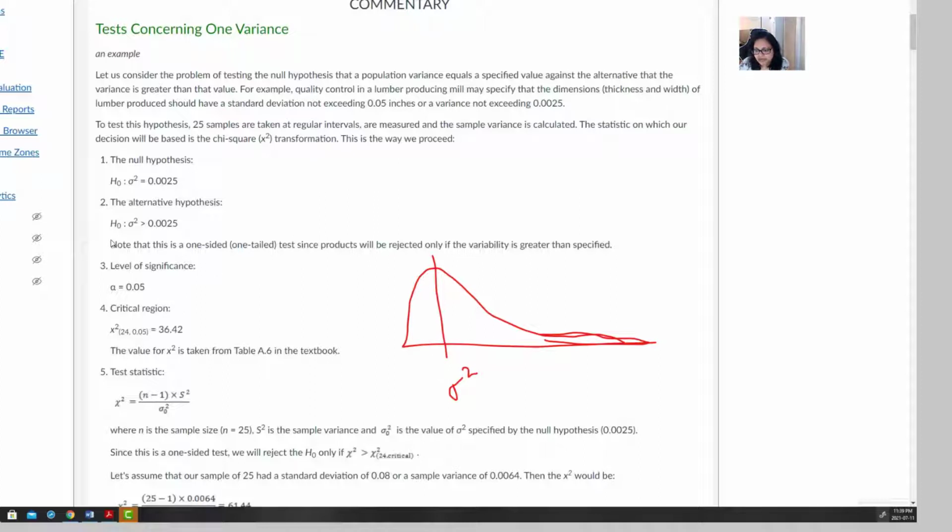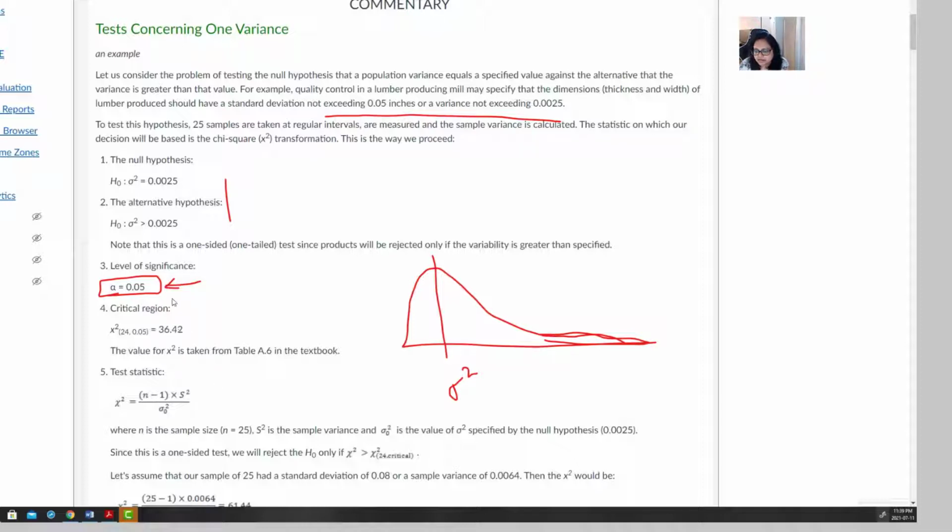So you can see that at first we wrote down the hypothesis, and after writing the hypothesis, the next question is the level of significance. If the level of significance is not mentioned in your question, then you can assume 0.05.